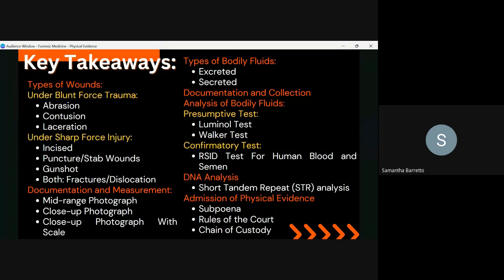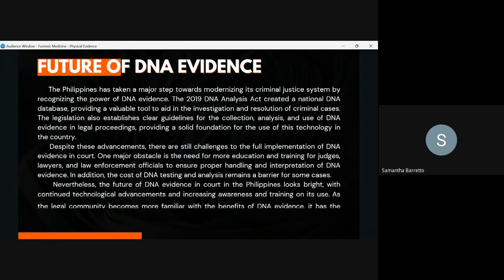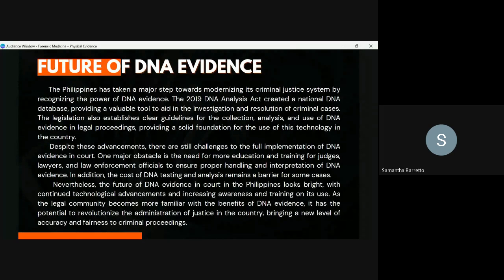Moving on to the types of bodily fluids, we have excreted and secreted bodily fluids. We have also discussed the proper documentation and collection of bodily fluids. Two types of analysis were also mentioned, the presumptive test like the luminol and Walker test, and the confirmatory test such as the RSID test for human blood and semen. As for DNA analysis, we have short tandem repeat or STR analysis. And lastly, we have also covered admission of physical evidence. Under this is the subpoena, rules of the court, and chain of custody.